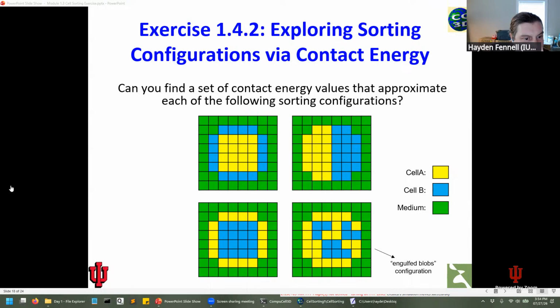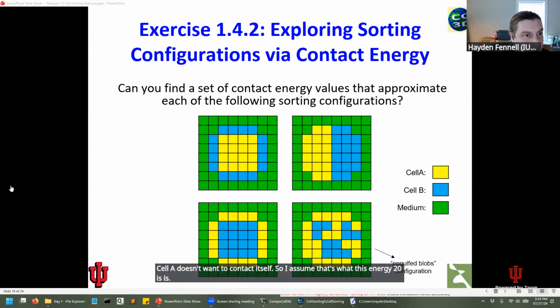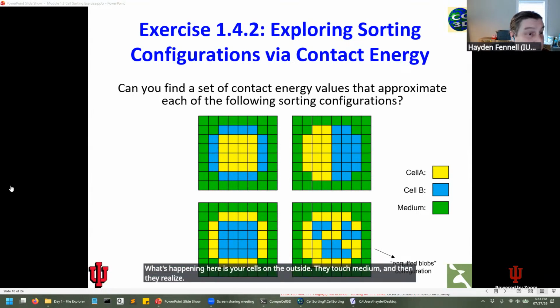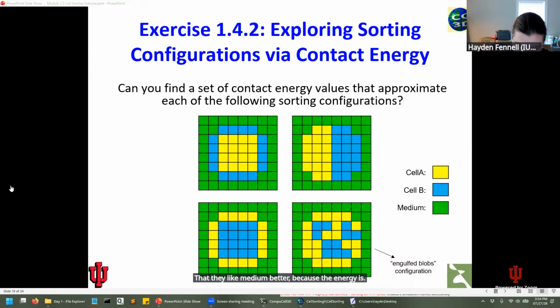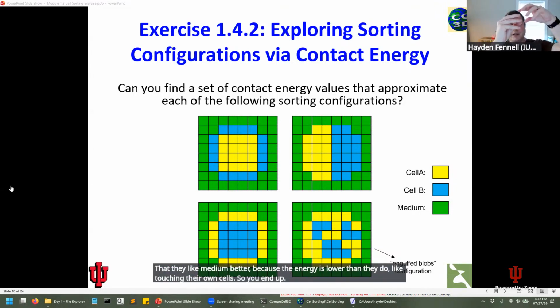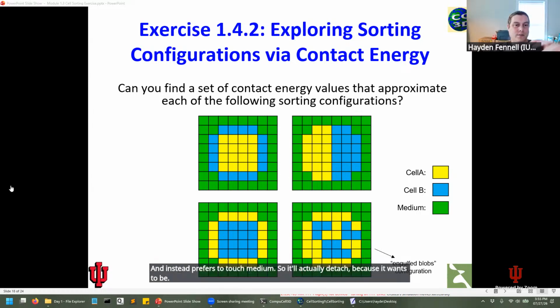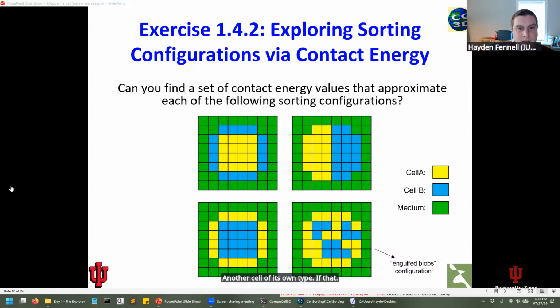In this case, if cell A doesn't want to contact itself, so I assume that's what this energy 20 is, AA, what's happening here is your cells on the outside touch medium and then realize that they like medium better, because the energy is lower than touching their own cells. So you end up with one on the end that's not touching any cell B, and it doesn't want to touch cell A, and instead prefers to touch medium, so it'll actually detach because it wants to be surrounded by medium instead of touching another cell of its own type, if that makes sense.